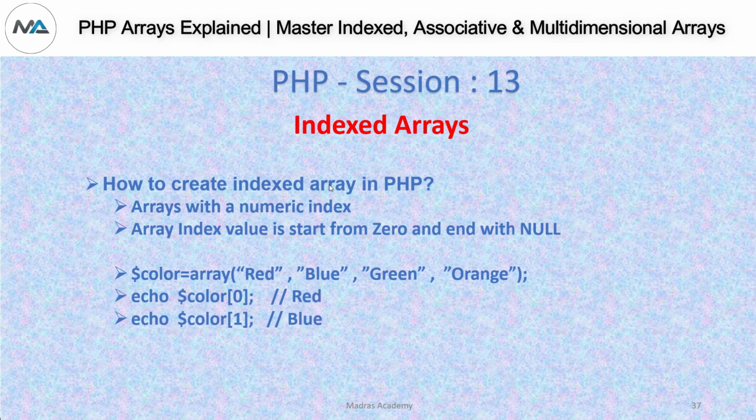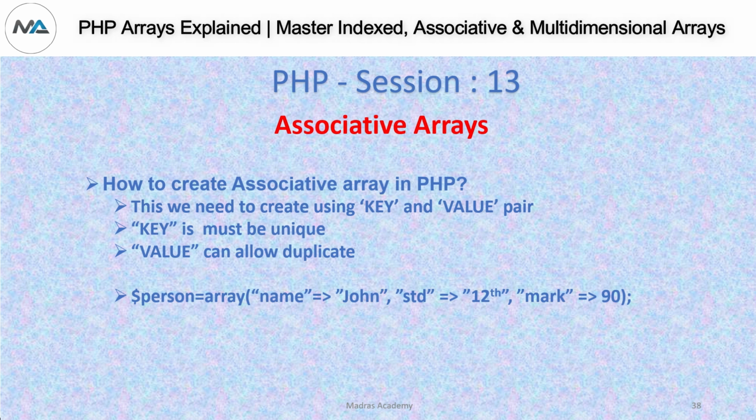So next, associative array. What is an associative array? How to create it? We can create this using key and value pairs. Here, the key must be unique. It won't allow duplicates, but the value can allow duplicates.